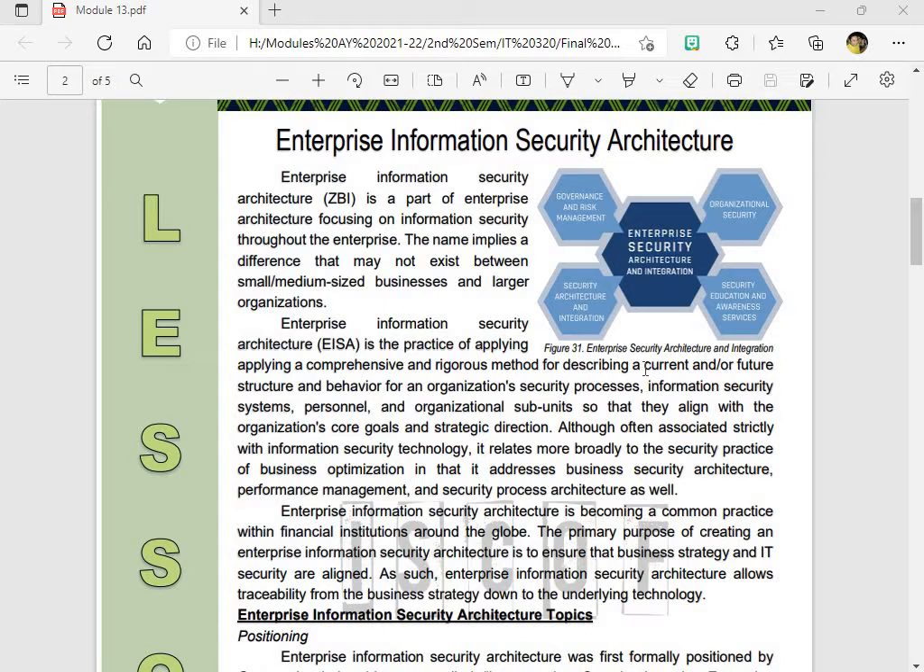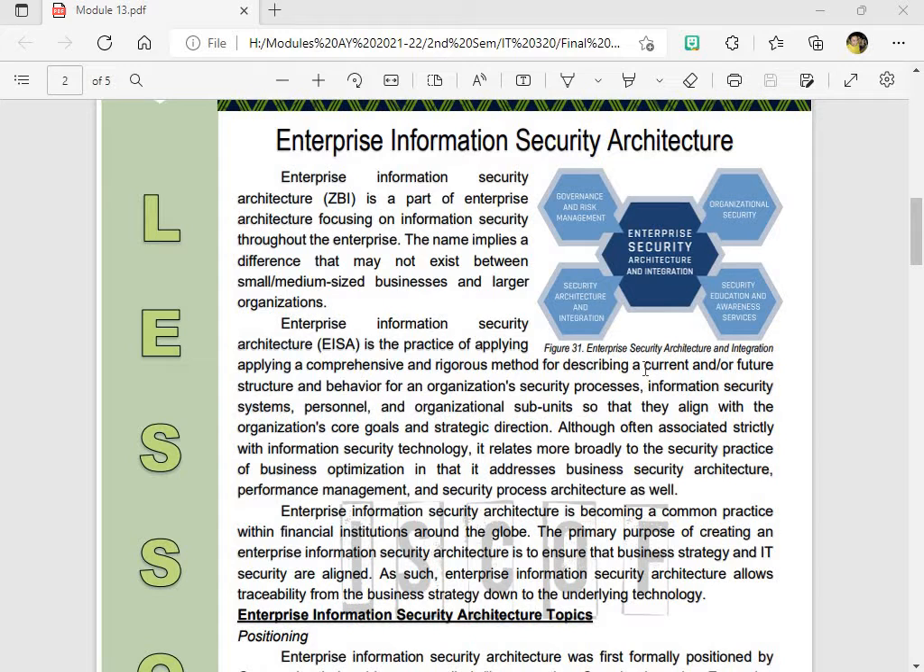EISA, or Enterprise Information Security Architecture, is the practice of applying a comprehensive and rigorous method of describing the current and future structure and behavior for organization security processes. This also involves the information security systems, the personnel itself, and organizational subunits so as they align with the organization's core goals and strategic direction. Although often associated strictly with information security technology, it relates more broadly to the security practice of business optimization in that it addresses business security architecture, performance management, and security process architecture as well.